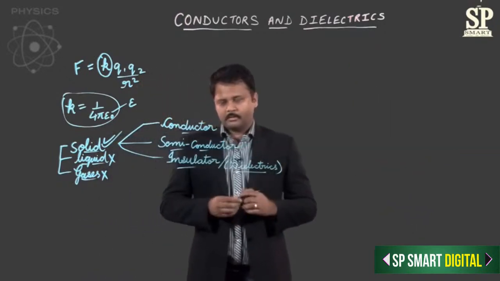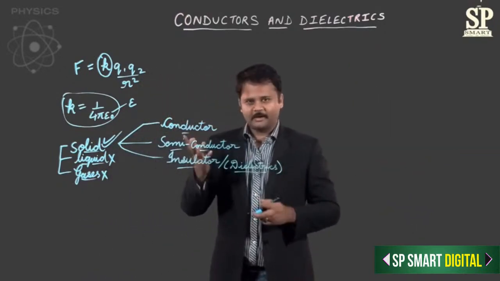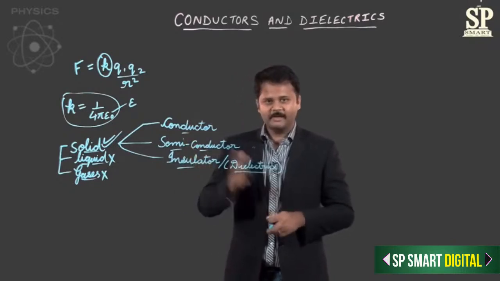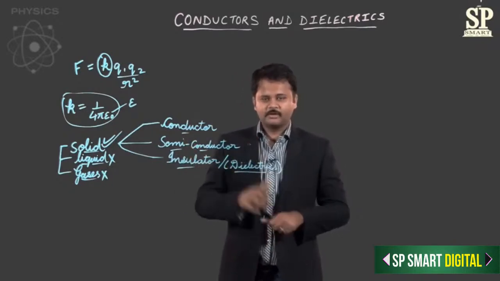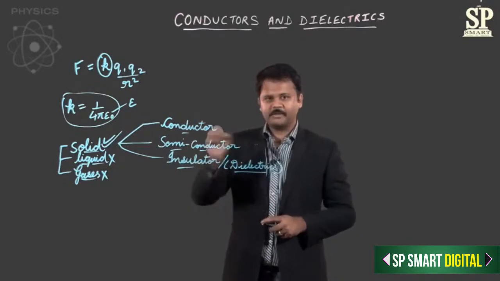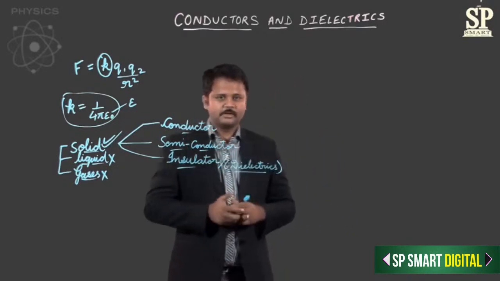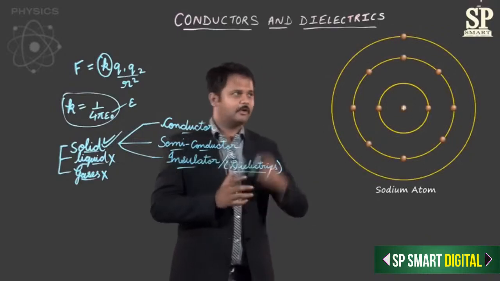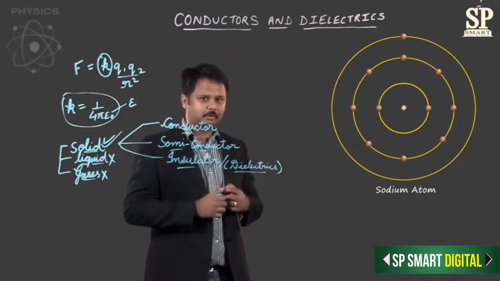Now, let's see what is the difference between a conductor, a semiconductor, and an insulator or a dielectric. So let's say if we have an atom of each of these kinds of materials. A typical atom of a conductor looks something like this. Here we have a sodium atom.